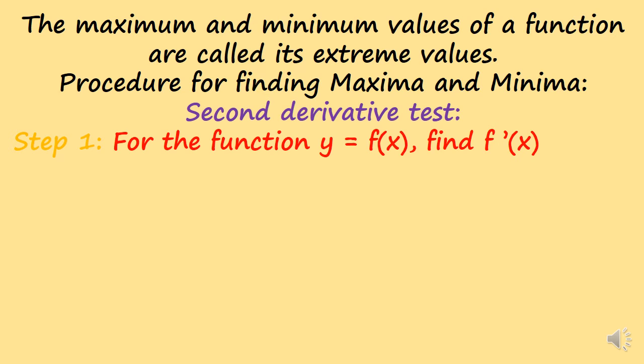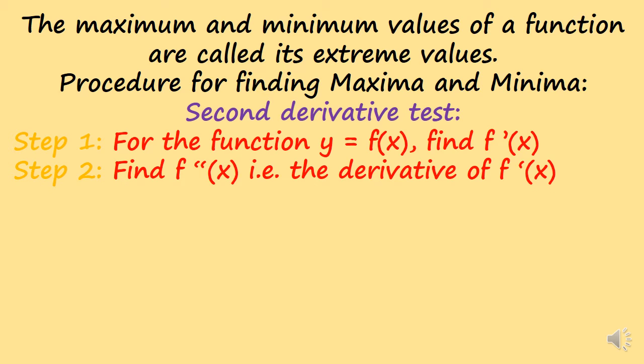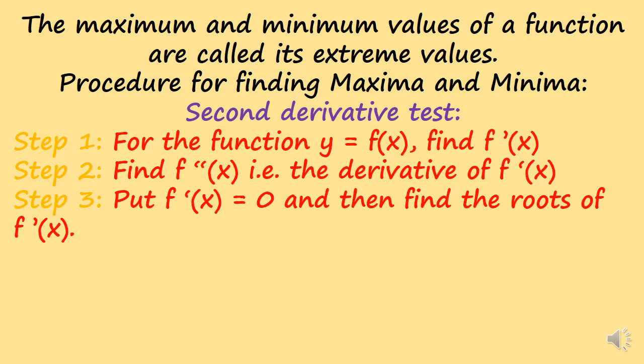Then, secondly, from f dash of x, find the second derivative. That is, find f double dash of x. That is, find the derivative of f dash of x now, so it is called f double dash of x. Then, once you find f dash x, you can put f dash x as 0. It is going to be an equation. So, when you put the equation as 0, you can find the solution for the equation. That is, you can find the roots of the equation.